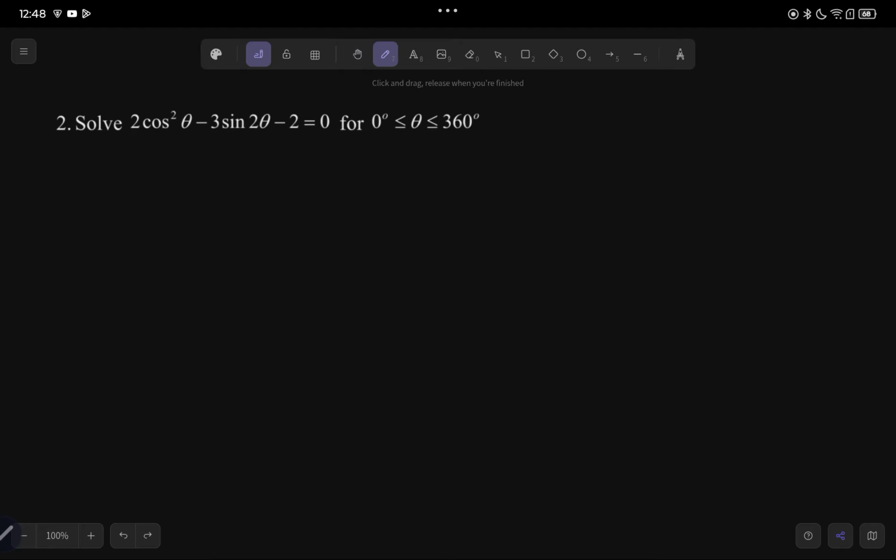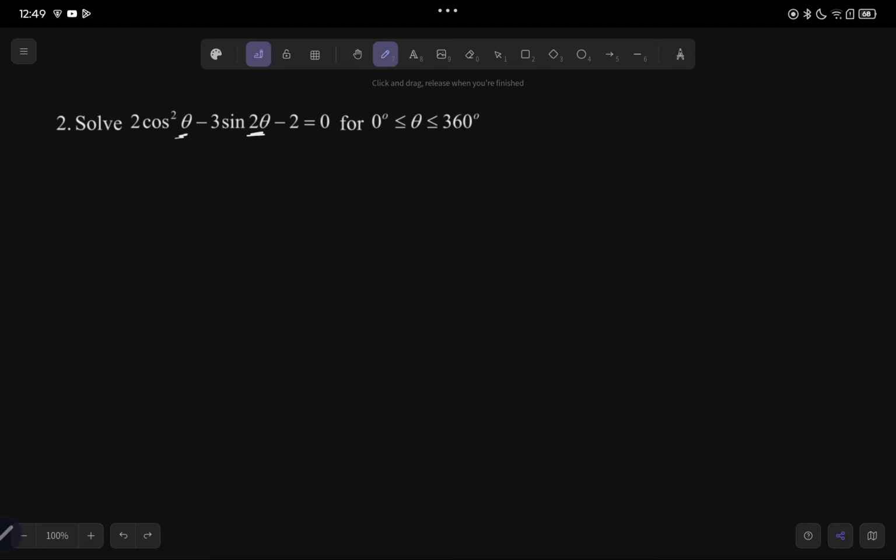Question number 2 says 2 cos squared theta minus 3 sine 2 theta minus 2 is equal to 0. Now here we have a 2 theta and a theta, so these things must be taken to something common. So we're going to begin with the first approach.